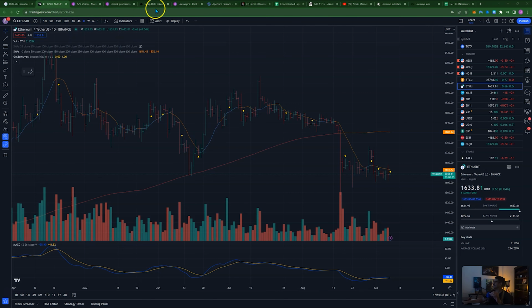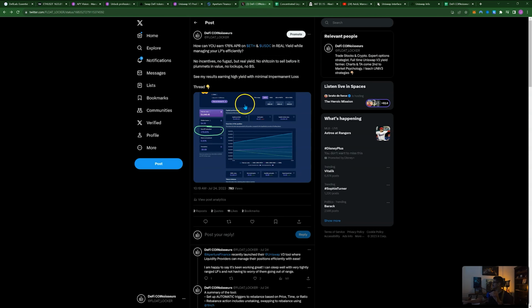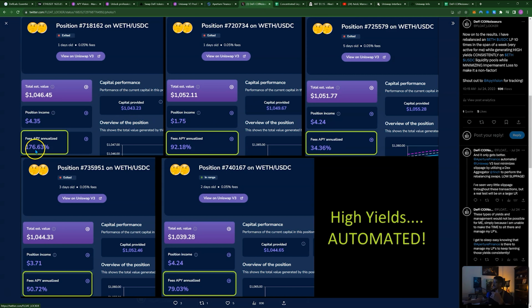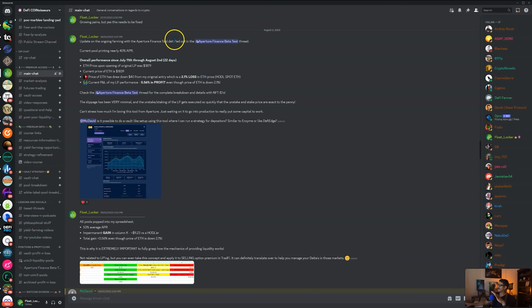In 3 weeks. Let me go back to the post here. So you can see here 176%, 92%, 34%, 50%, 79%. This is all on Ethereum USDC liquidity pools. Here is kind of like a little breakdown on the Aperture Finance beta test, July 11th through August 2nd. When I first started staking the liquidity pool, I started out at a price of $1879, and I was able to farm them very tight.